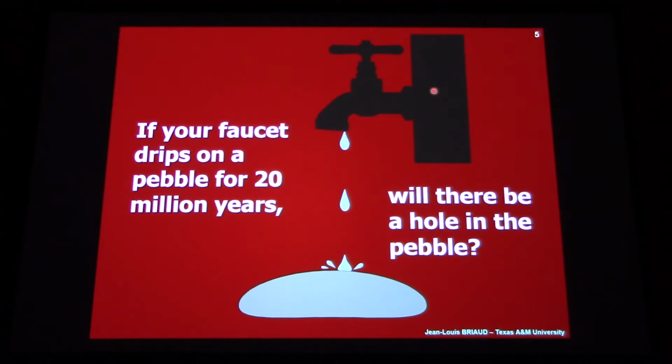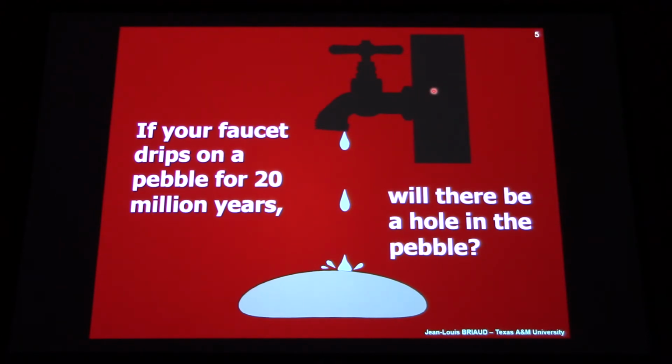If your faucet drips on a pebble of rock for 20 million years, will there be a hole in the pebble? And of course, I don't know the answer, because that's a kind of a long time, long research project. I haven't found a PhD student who wants to stay around for 20 million years. Anyway, when I ask the question, most people say, yes, there will be a hole in the pebble.